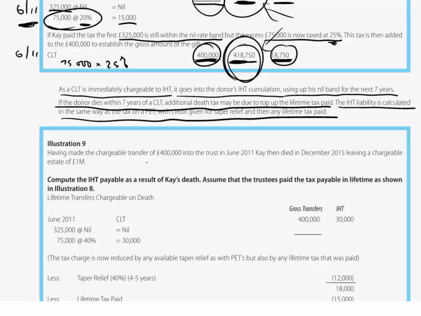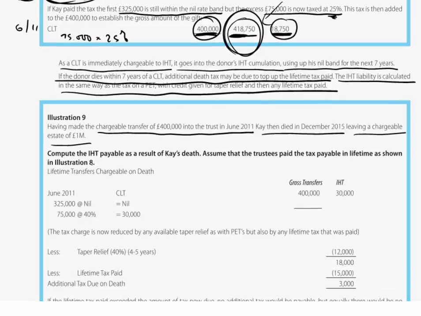Now remember that K made a chargeable transfer of £400,000 into the trust in June 11. Sadly, K then died in December 15, leaving a chargeable estate of £1 million. Requirement: compute the IHT payable as a result of K's death, assuming that the trustees paid the tax payable in lifetime as shown in illustration 8. So remember, if the trustees paid, that made it a gross transfer.